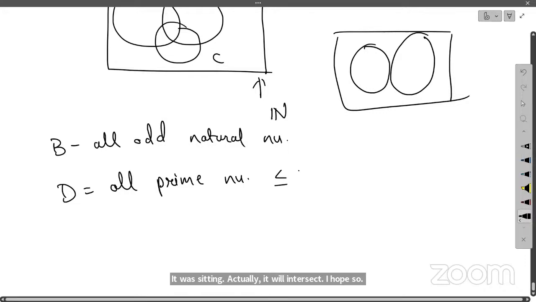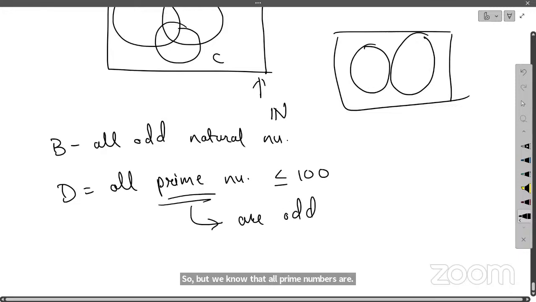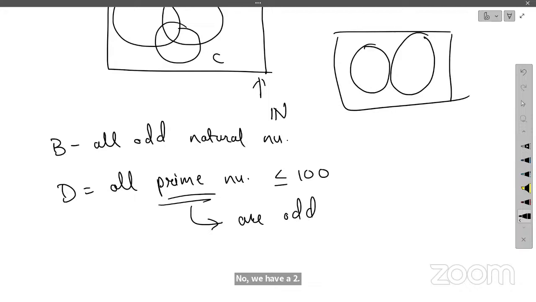All prime numbers less than or equal to 100, right? We know that all prime numbers are odd. We don't have an even prime number, because any even number is divisible by two. But number 2 is there. Okay, 2 is there. So there is one intersection with the odd numbers.